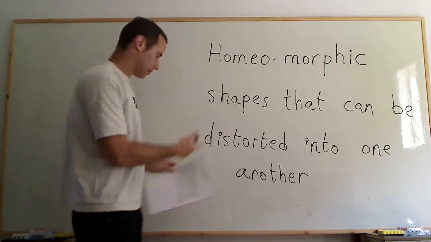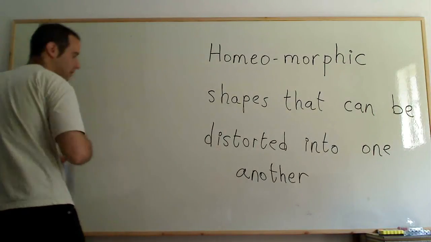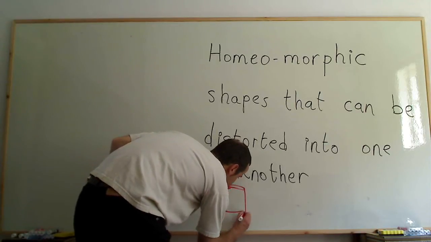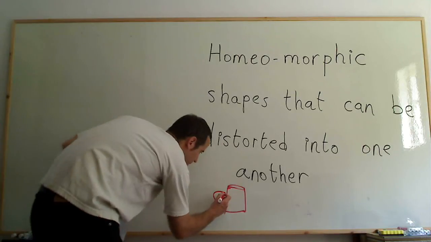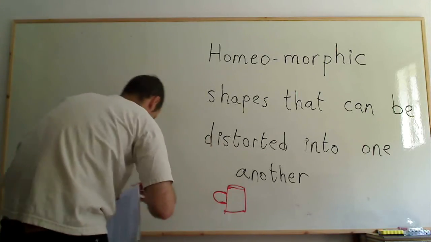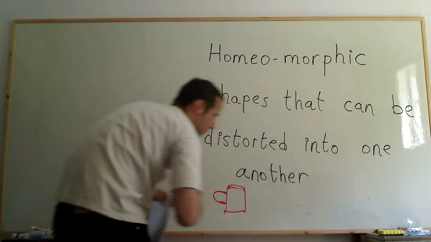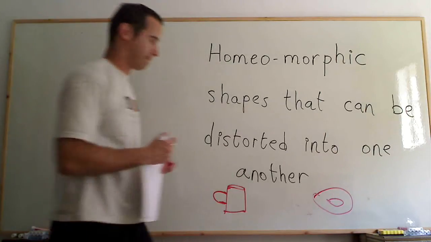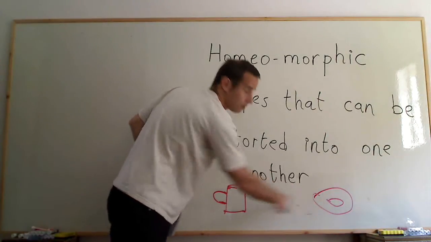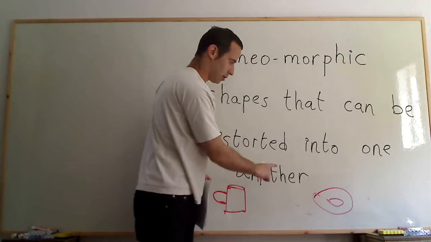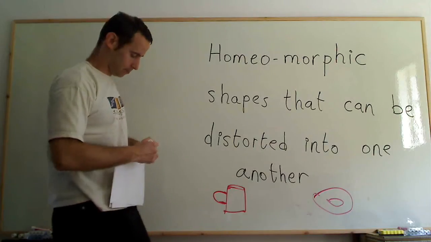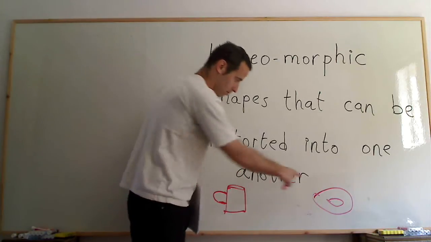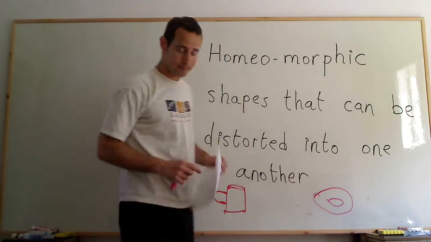Okay, like for example, so that you'll have a way to remember it, the coffee cup and the donut. Okay, these are homeomorphic shapes. Homeomorphic shapes. The cup is homeomorphic to the donut. The donut is homeomorphic to the cup. Okay.